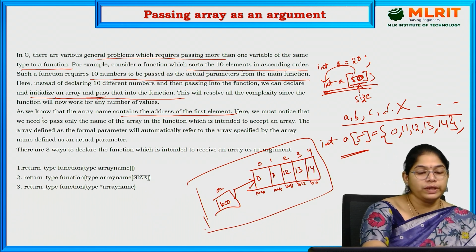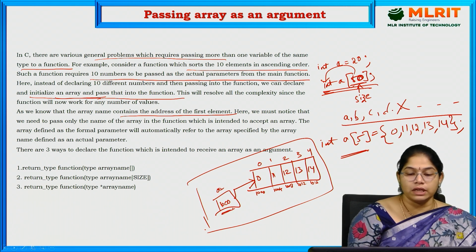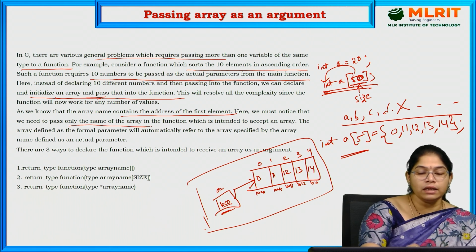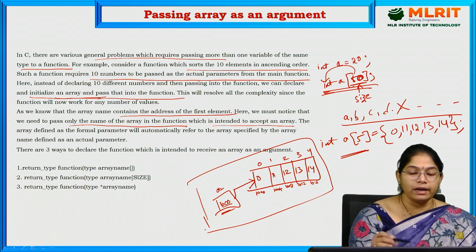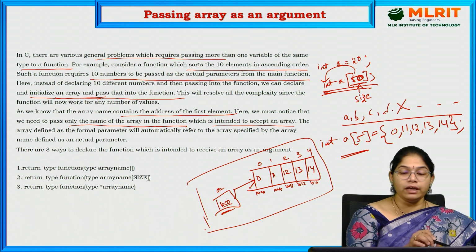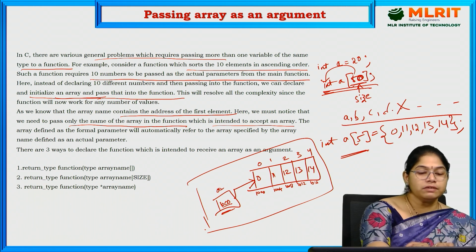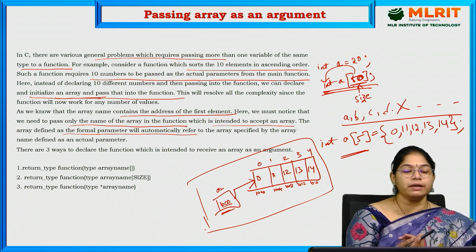As we know, the array name contains the address of the first element, the base address. Here we must notice that we need to pass only the name of the array to the function which is intended to accept an array. The array defined as a formal parameter will automatically refer to the array specified by the array name in the actual parameter.